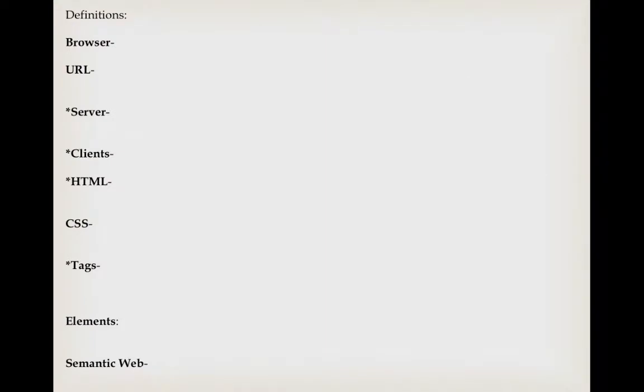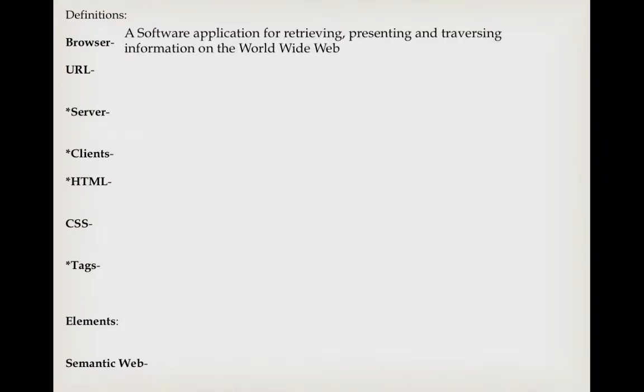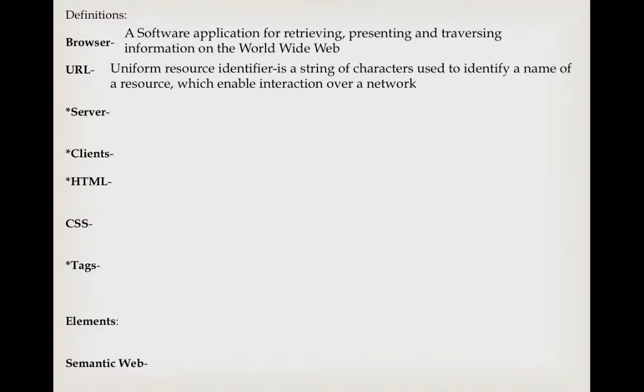So here's some definitions. Browser. What's a browser? Software application for retrieving, representing, and traversing information on the World Wide Web. So it's the little thing up top, right, that you put the URL in. What's the URL? Uniform Resource Identifier. This is the string of characters that make up the name www.johnsmith.com. That's your URL that goes into the browser.